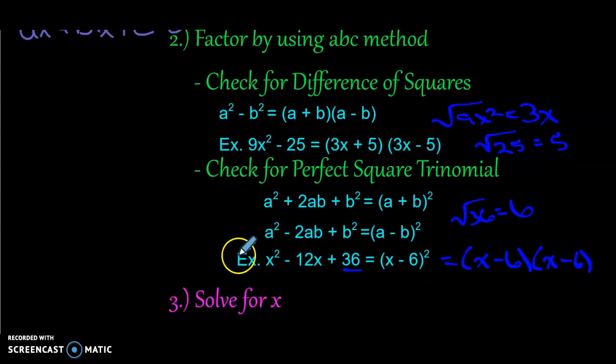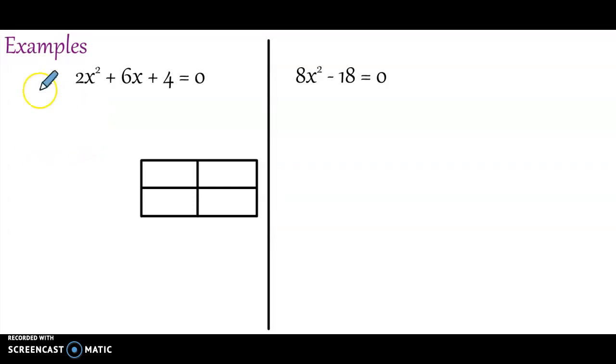And the last thing is to solve for x. So let's look at some examples together. We have here 2x squared plus 6x plus 4. It's already set equal to 0. What is the GCF between the three of them? It is 2, so we divide all three terms by 2.